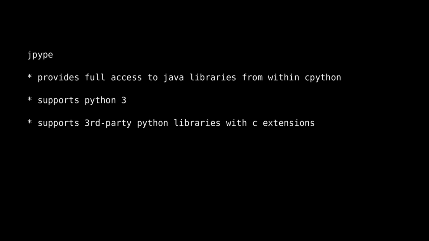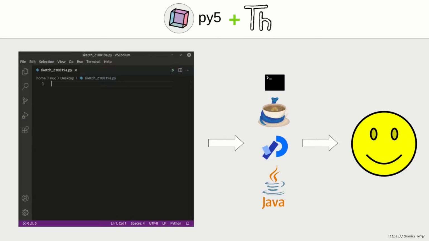And what's more, it will give you Python libraries with C extensions. So if anyone is interested in using something like NumPy or matplotlib, these are now options that you could not ordinarily access with processing's Python mode, which uses Jython.